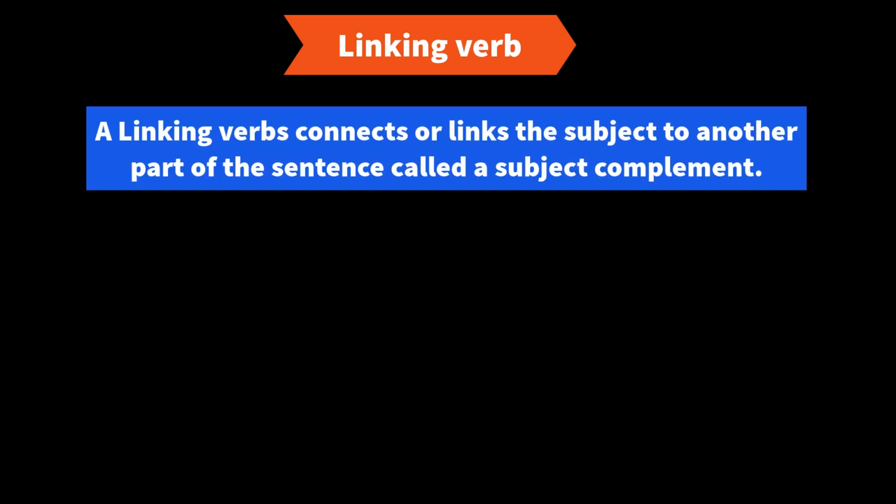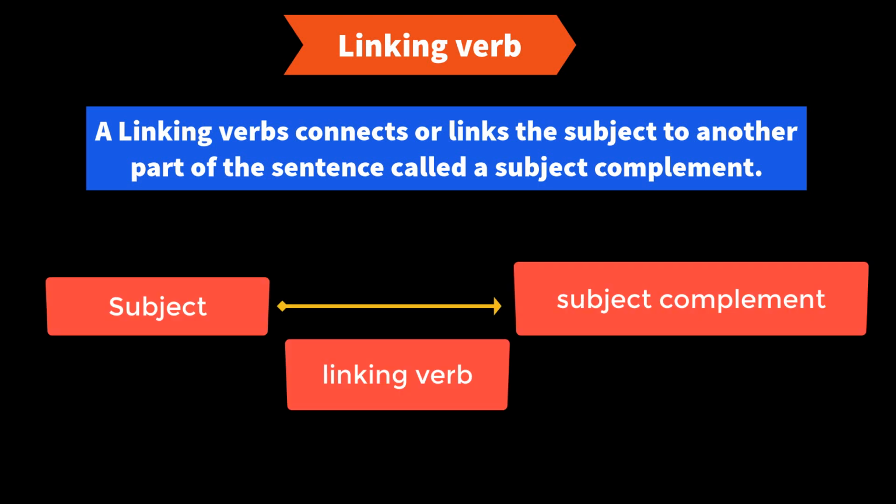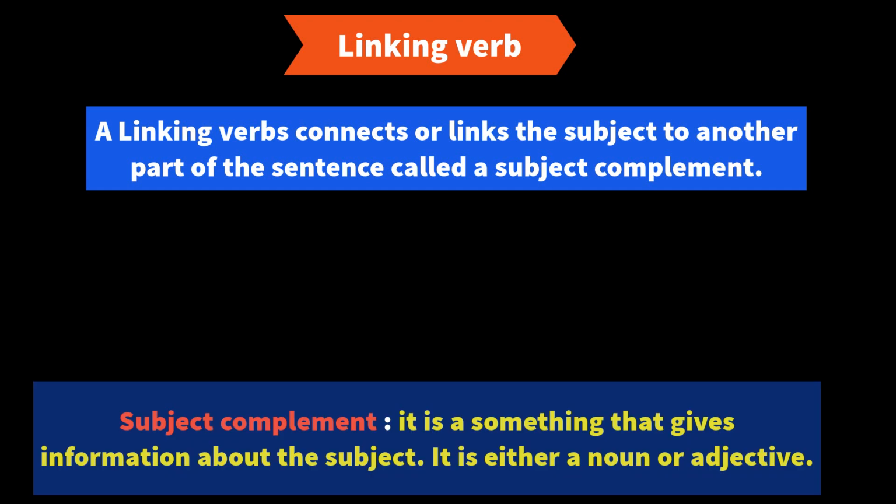Let's do it. So guys, let us understand what is a linking verb. A linking verb is a verb that connects or links the subject to another part of the sentence called a subject complement. The reason why it is called a linking verb is because it links the subject to the subject complement. Now, what is a subject complement?